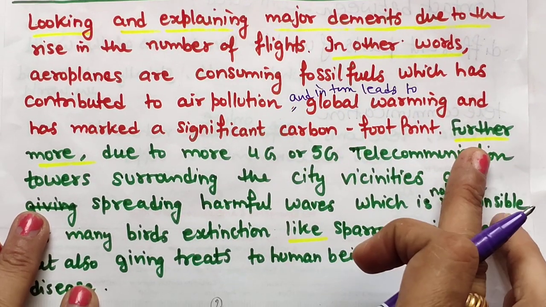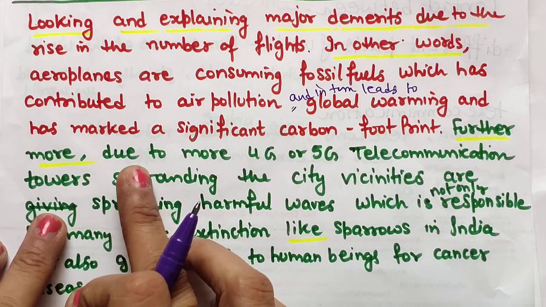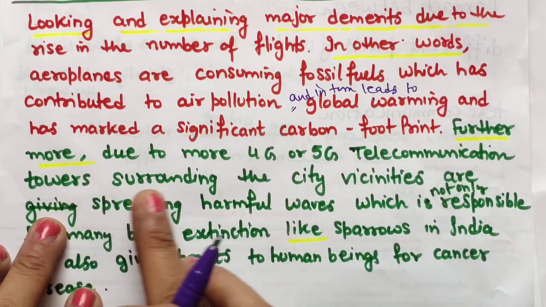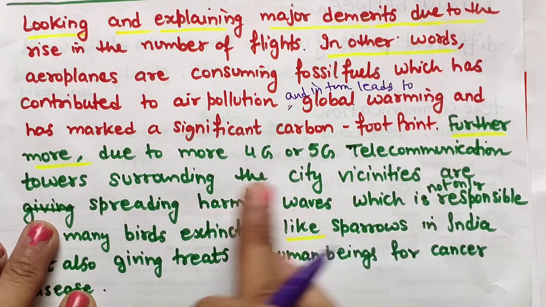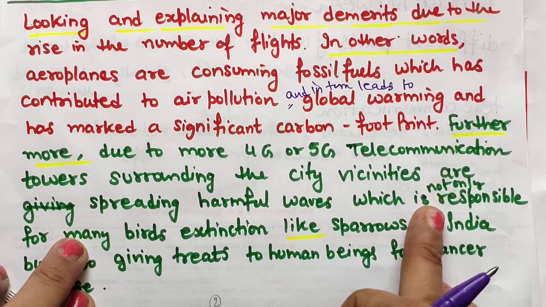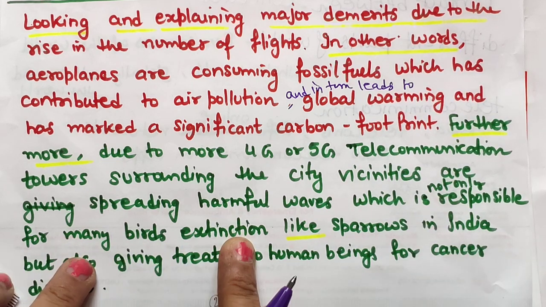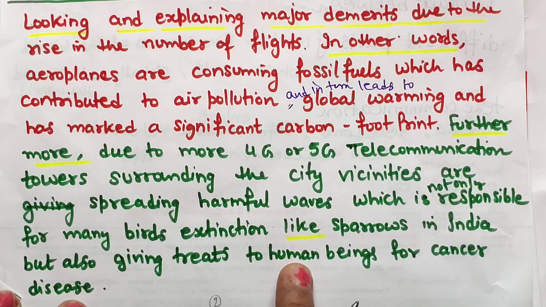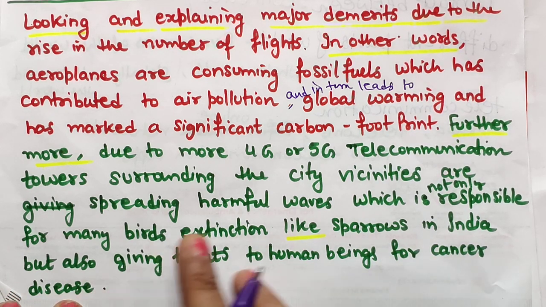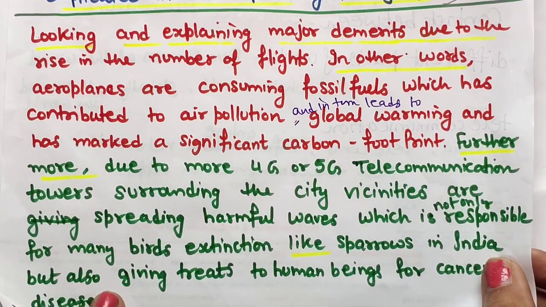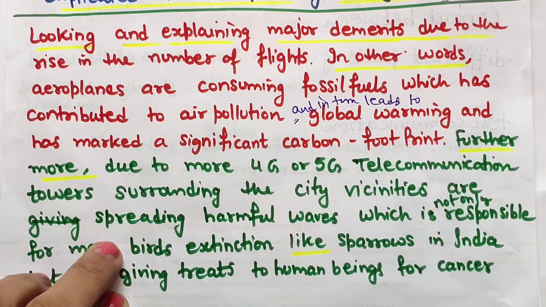Okay. Furthermore, my next point, furthermore, due to more 4G or 5G telecommunication towers surrounding the city vicinities are spreading harmful waves, which is not only responsible for many bird extinctions like sparrows in India, but also giving threats to human beings for cancer disease. So this is my disadvantages, but one more point I will be explaining.